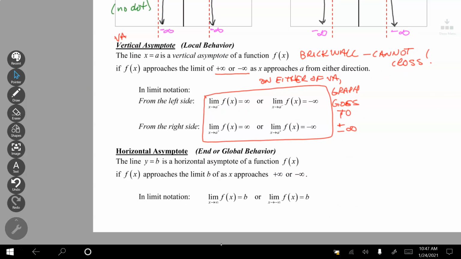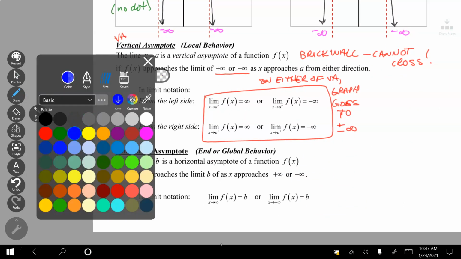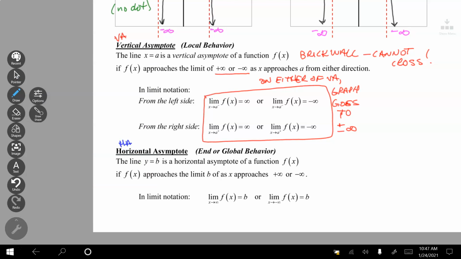A horizontal asymptote is a little bit different. A horizontal asymptote just means the ends level off to some y number. It could be -5, it could be 0, it could be 2, it could be any y value. But you can cross in the middle. A horizontal asymptote only means the end levels. It has nothing to do with the middle.